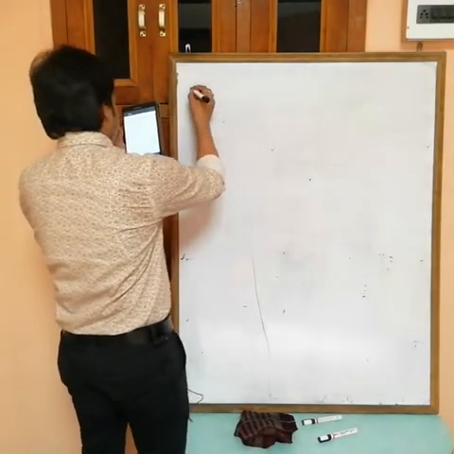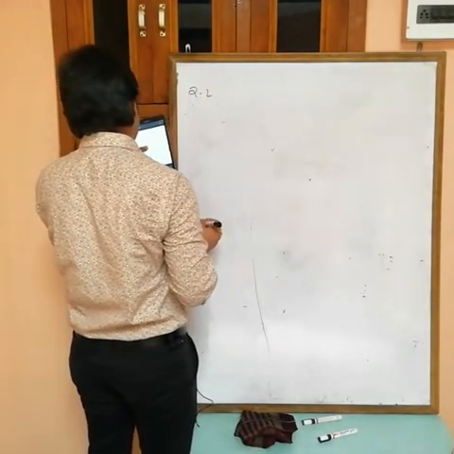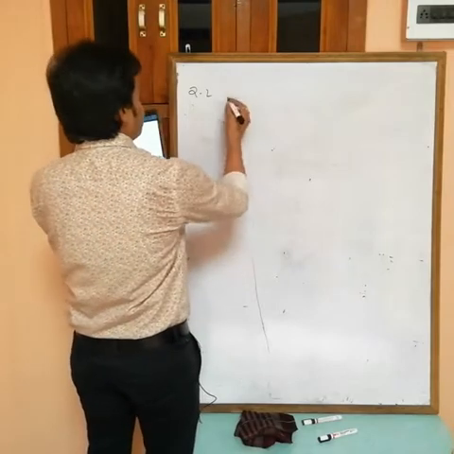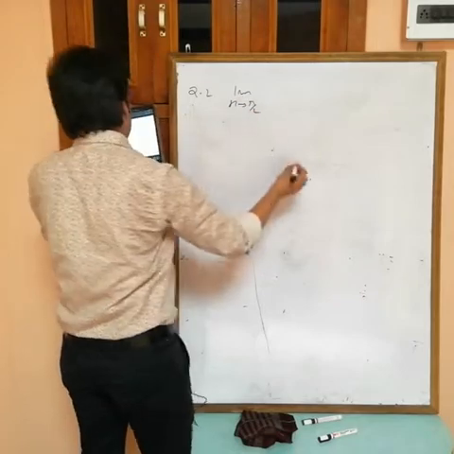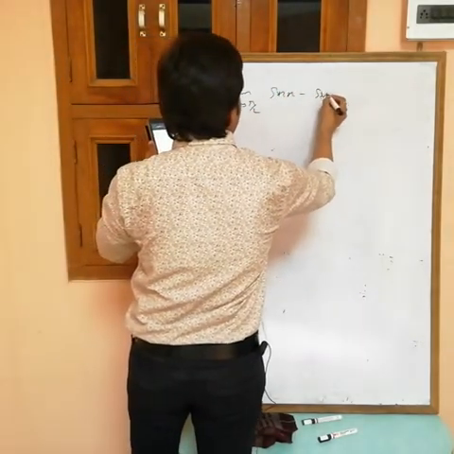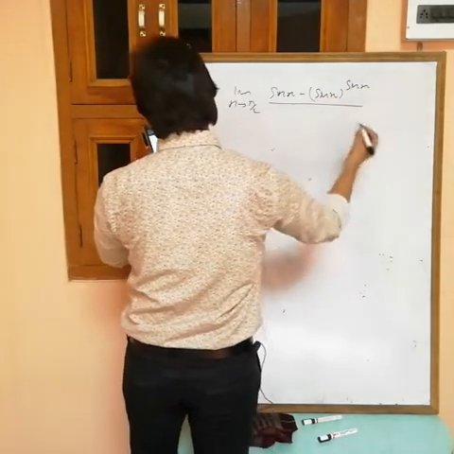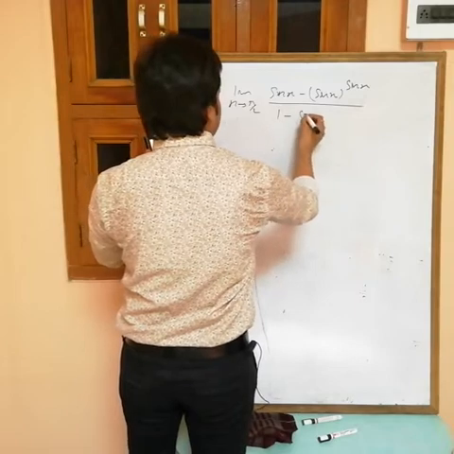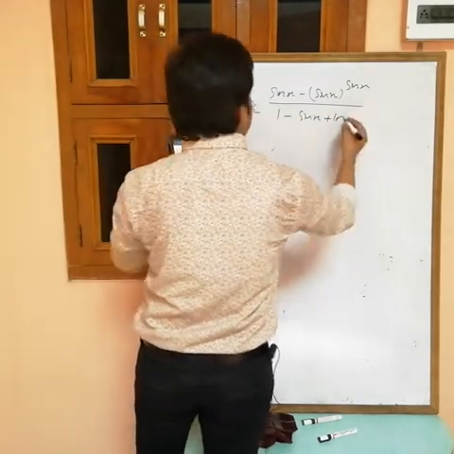Question number 2. Limit x tending to pi by 2, (sin x minus sin x power sin x) by (1 minus sin x plus ln of sin x).